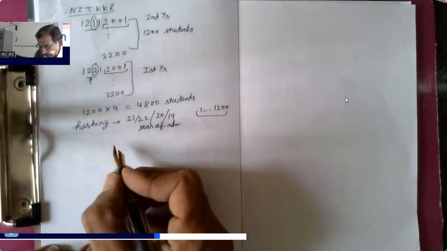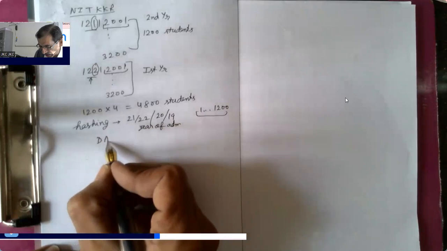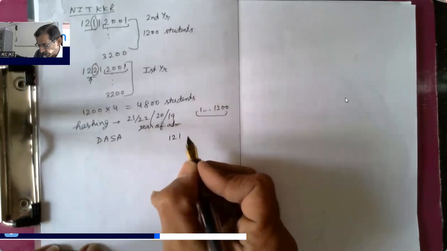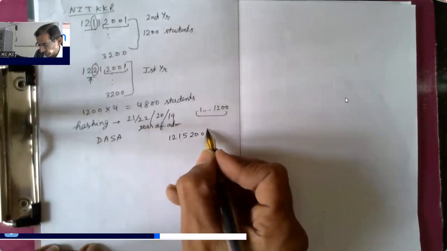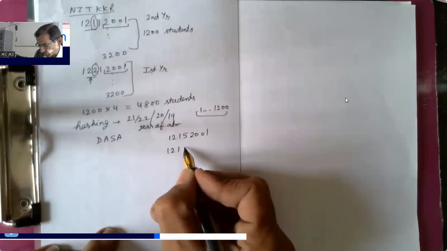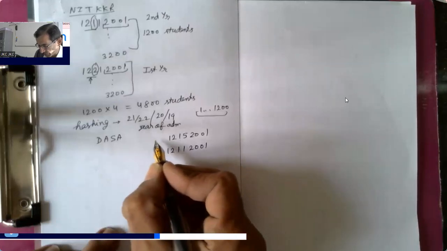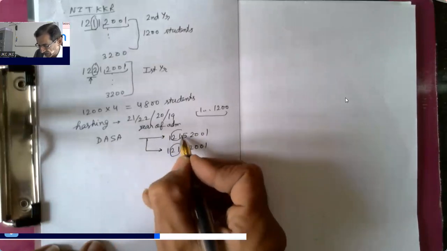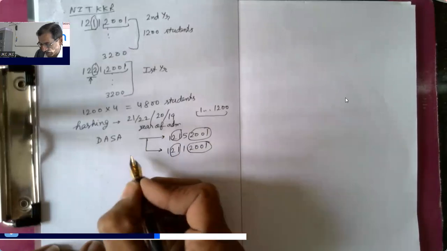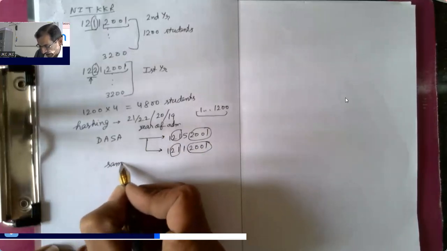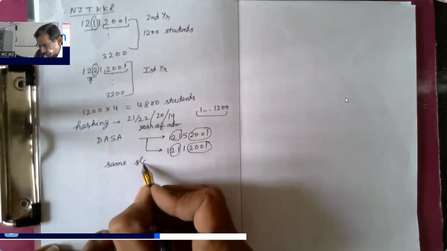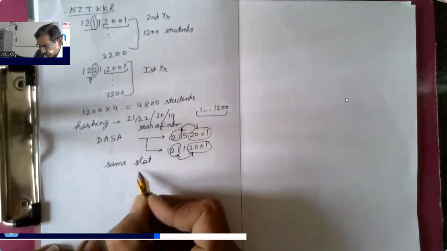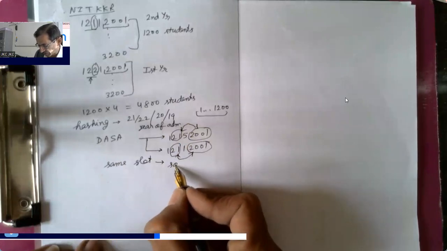Still, in NIT Kurukshetra, the DASA students' roll numbers also could be, say, 12152001. So one student is 12112001, and one student has this roll number. So if I choose this digit-based hashing, both will have the same hash value. So the same slot will come for these because these two combined are getting the hash function. The same slot will mean some collisions.